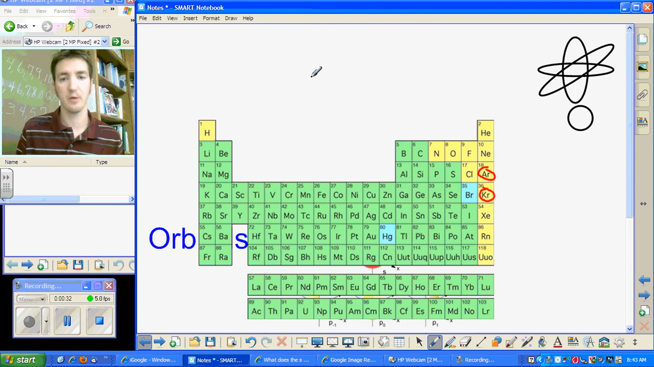So first off, you need to be able to compare the Bohr model to this model. So pause the video and draw out all the rings and the electrons for argon, and then we'll talk about that.